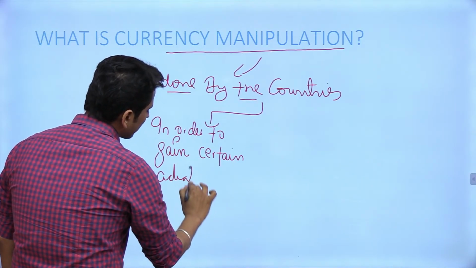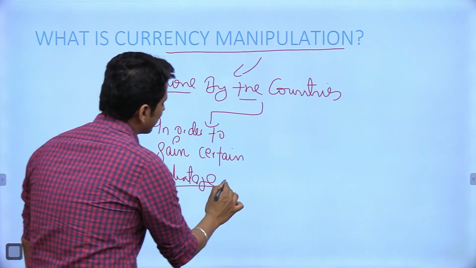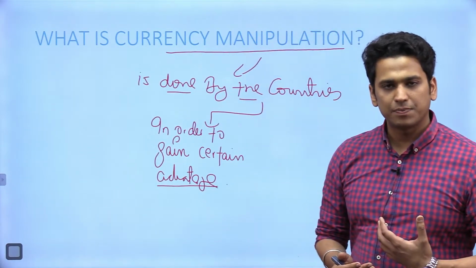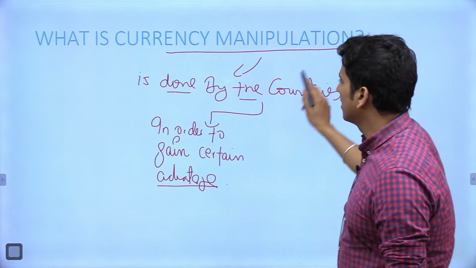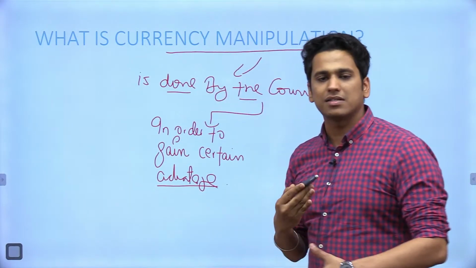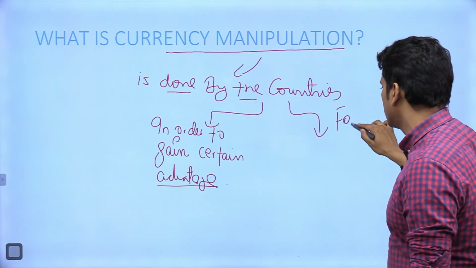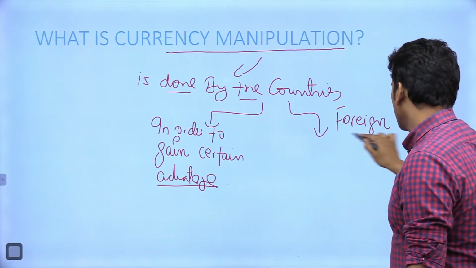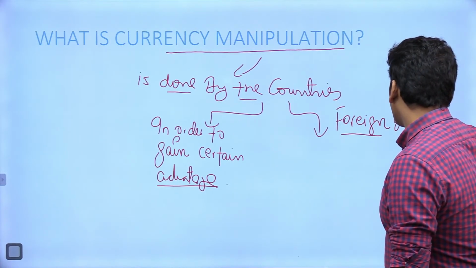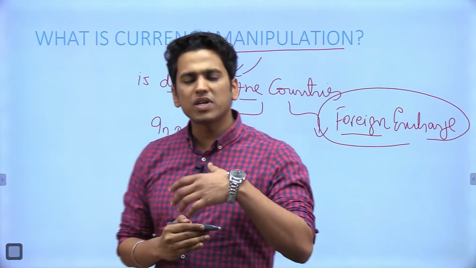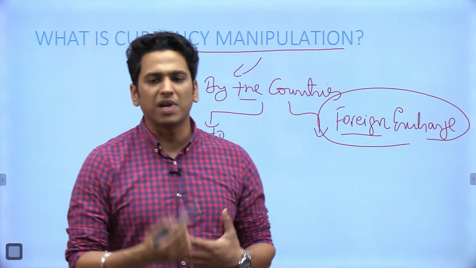Now the question that comes in our mind is, what is this certain advantage? Why countries indulge in such practices? The reason for countries indulging in this currency manipulation is basically in terms of foreign exchange. Let's say foreign exchange with respect to dollars. चाइना को तो करंटली यूएस ने एक लेबल ही कर दिया है करेंसी मैनिपुलेटर का.